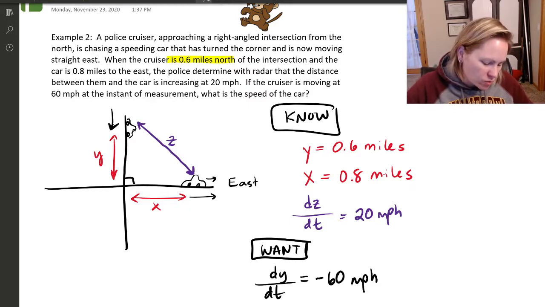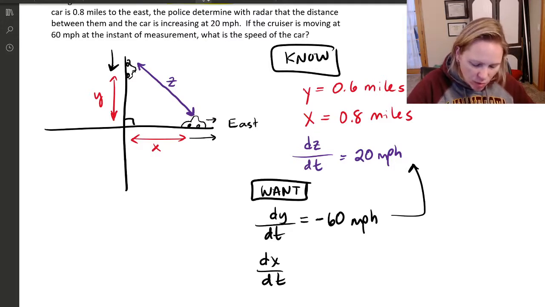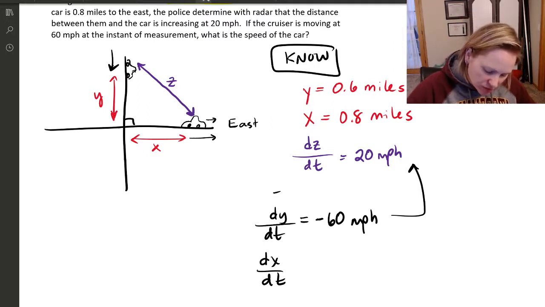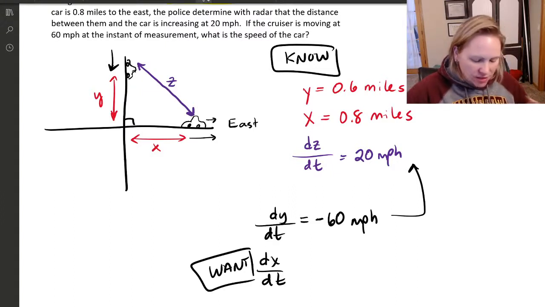So we want to know at this time, so when do we want to know it? When all this is happening. We want to know dx/dt. So really this dy/dt needs to be up here. So the cruiser is moving at negative 60 miles per hour. What we want is dx/dt when these 4 values are happening. So let's rewrite this then. We want dx/dt. All right, let's set things up.